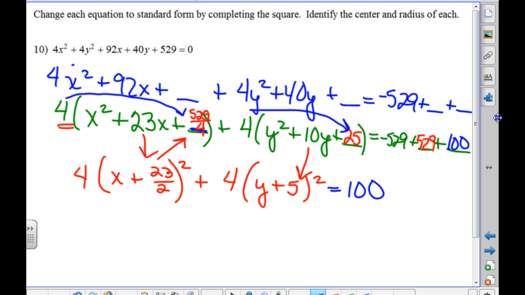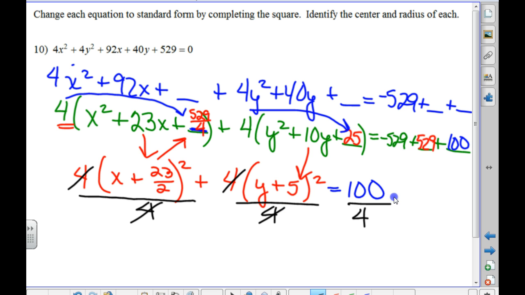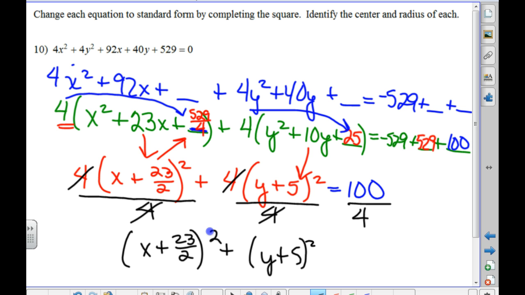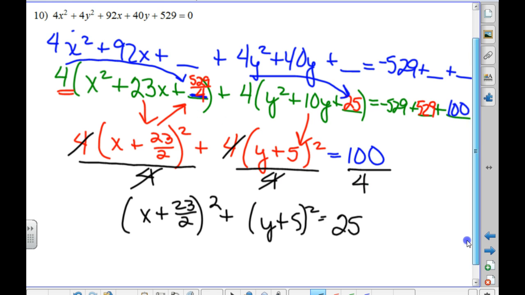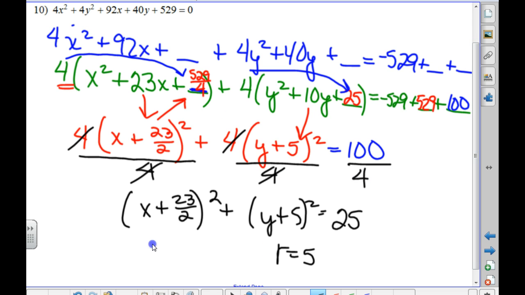the radius is not 10, because we still have to get rid of these 4s over here. Now, we had some questions, 4th period, they wanted to divide everything by 4, but this 4 can just cancel, right? We don't have to divide what's in here by 4, because we can just get rid of that one. So we're going to have x plus 23 halves, or 11.5, plus y plus 5 equals 25. So what is the radius? 5. And the center is at, I'll switch to decimals for you, negative 11.5, right? Negative 5?